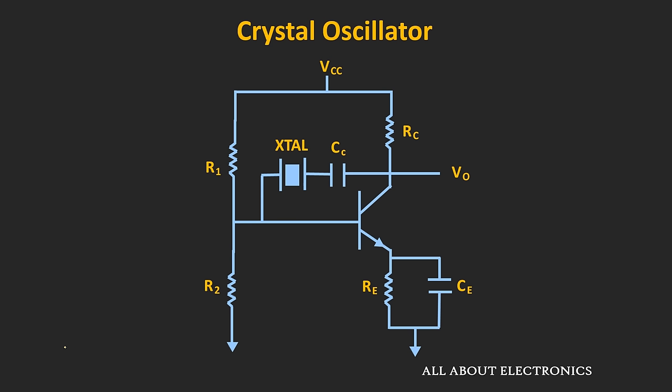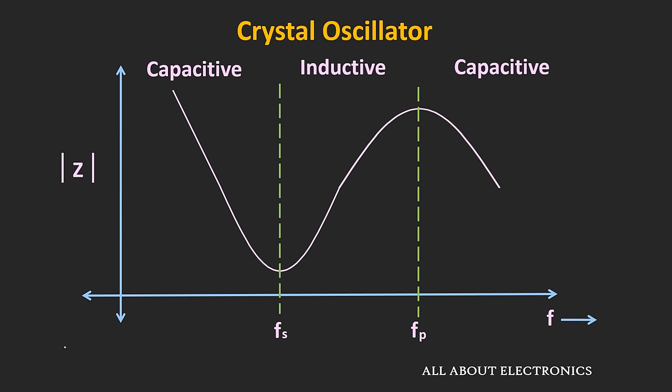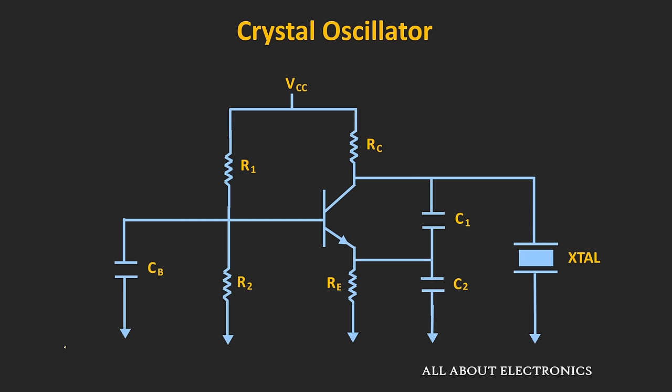So now let us see a few circuits in which this crystal can be operated at the parallel resonance. Whenever the crystal is used in the parallel resonance mode, then it is operated between the series and the parallel resonance frequency, and it will act as an inductor in the given circuit. This circuit which is shown over here is the Colpitts oscillator, and we have already discussed this circuit in the earlier video. But here, instead of using the separate inductor, the crystal is used as an inductor.